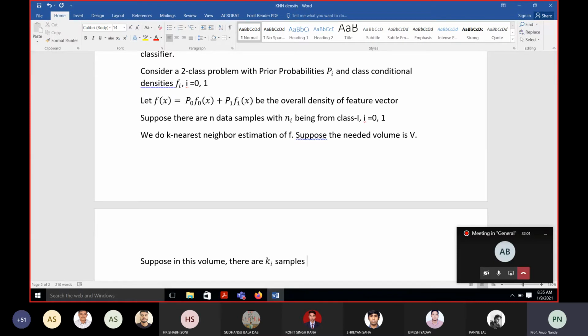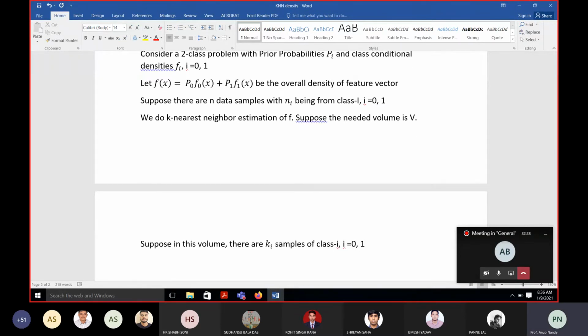Now here you will have to jump to these samples. Now suppose in this volume there are ki samples of class I, where I is equal to 0 and 1. I mean, you are assuming that for class 0 this is k0 samples, and for the class 1 this is your k1 samples.